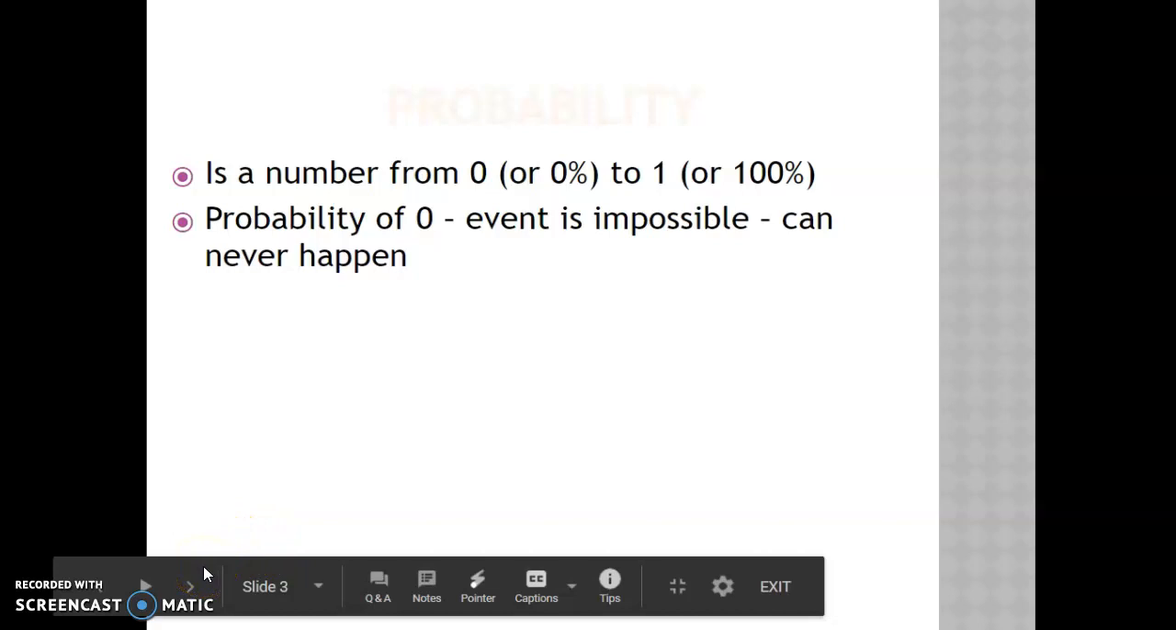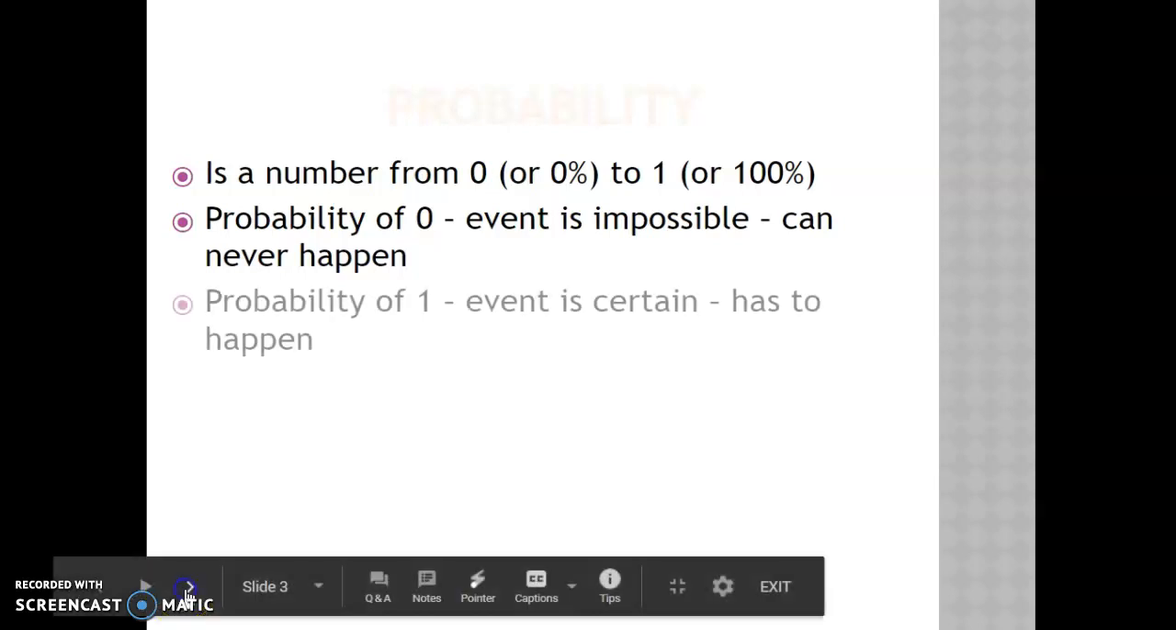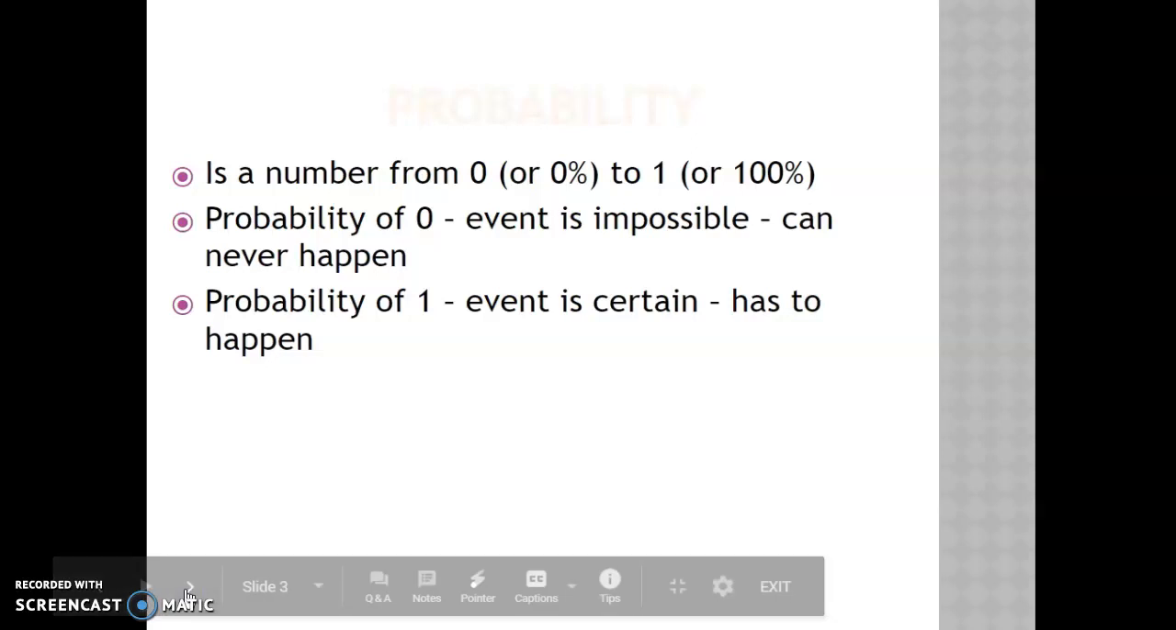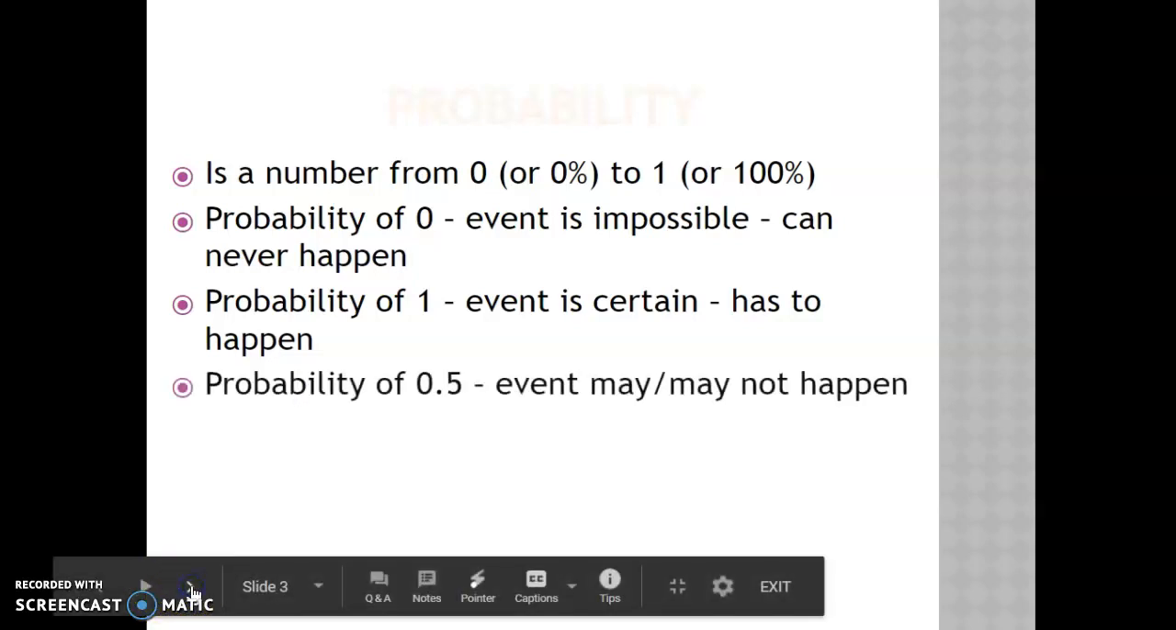So if I gave you a bag full of marbles that were all red and I asked you to draw a green marble, then the probability of selecting that green marble would be 0 because there are no green marbles in the bag. A probability of 1, the same scenario: if I gave you a bag of all red marbles and I asked you to choose a red marble out of the bag, you would have a 100% chance of choosing that because there is only one type of marble in the bag. Again, these are usually the extremes.